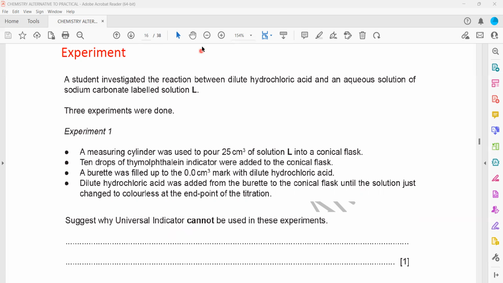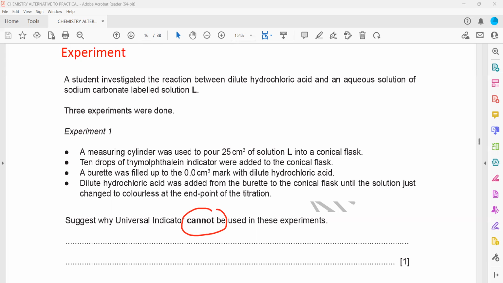So why can universal indicator not be used? This is again a common question. The idea is that universal indicator shows a transition of colors. When you use, for example, methyl orange, phenolphthalein or thymolphthalein, they show only one transition. But a universal indicator shows a transition of colors, so it will be hard to identify the pH of a solution. It has more than one color change, so it will be hard.